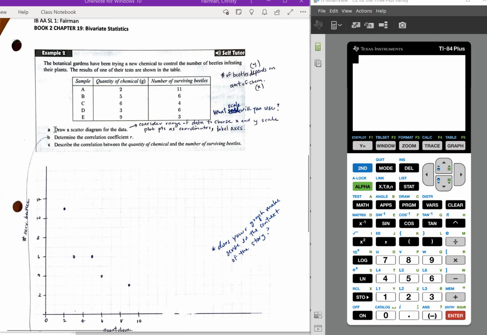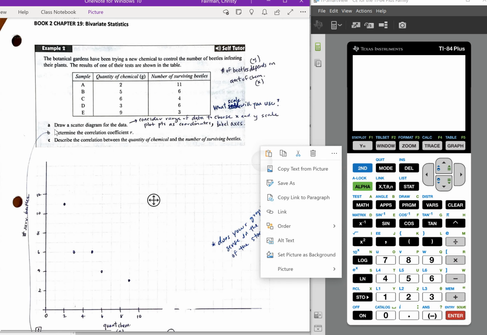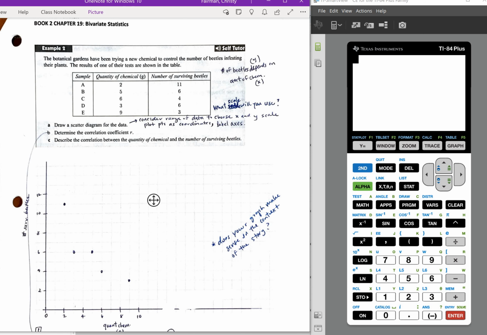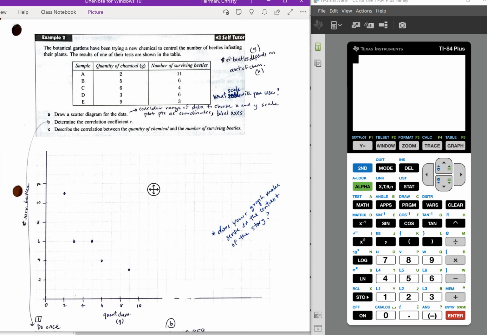So first thing they say is draw a scatter diagram for the data. In order to do that, we need to make sure that we understand which variable is which. So we just talked about that. The X value goes on the X axis. So that's our quantity of chemical. Looking at the range, that's 2 to 9, so I basically counted from 0 to 10. For our Y axis, our range is from 3 to 11, so I counted from 0 to 12. And then I just plotted the points.